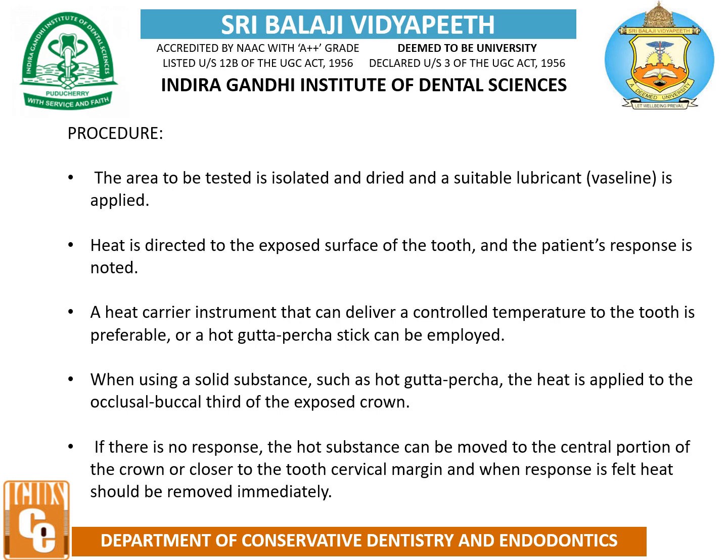When using a solid substance such as hot gutta-percha, the heat is applied to the occlusal or the buccal third of the exposed crown. If there is no response, the substance can be moved to the central portion of the crown or closer to the tooth cervical margin, and when the response is felt, heat should be removed immediately.